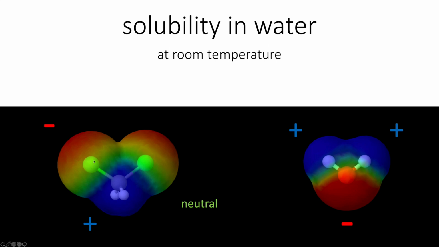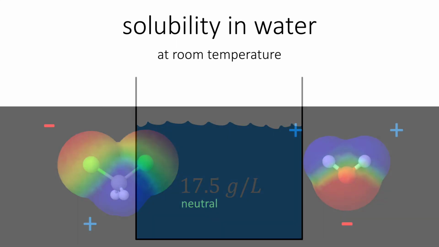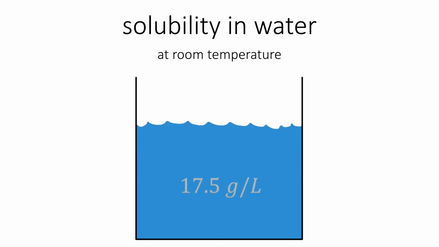But as you can see, there's a larger stretch of green. That's where there isn't a charge. That's where the molecule is neutral, and there's more of that in dichloromethane than there is in water. So dichloromethane won't mix perfectly with water. Water will still be more attracted to itself than it would be to dichloromethane, but it will mix a little bit. Dichloromethane will be slightly soluble in water. Specifically, 17.5 grams of dichloromethane will dissolve in each liter of water at room temperature.